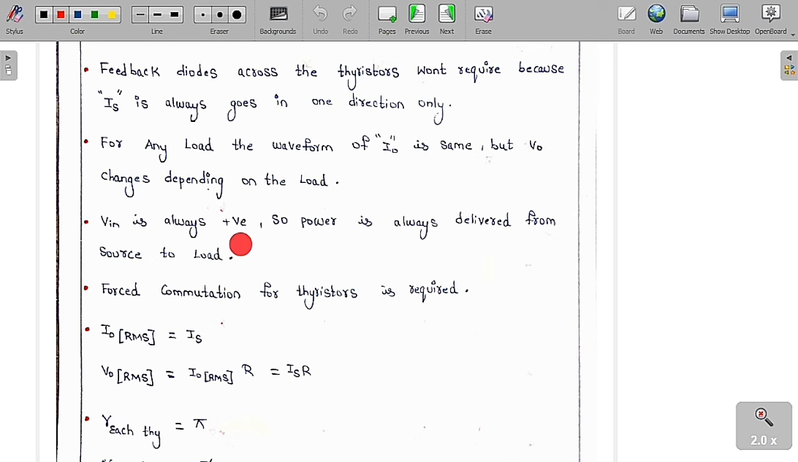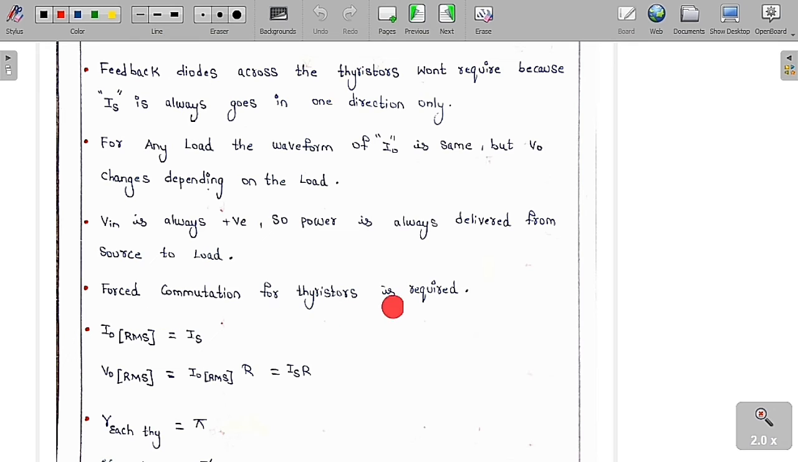Vin is always positive, so power is always delivered from source to load. You can always see that Vin is always positive, and IS is also always positive. So their product is always positive, and therefore the power is always flowing from the source to the load.